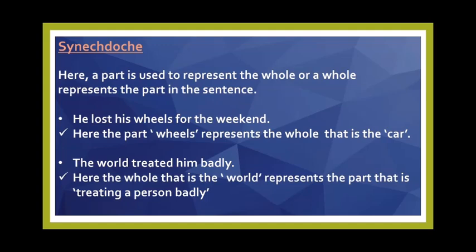What is it? It is a car. So here the part, wheels, is a part of the car, right? So here the part wheels represents the whole, that is the car. So in the sentence, the person has lost his car, okay, and not just the wheels. So here the part wheels represents the whole, that is the car, that is the person has lost his car.